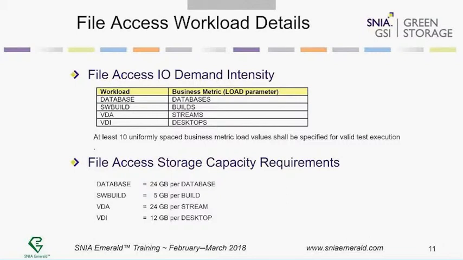Here we see a little bit more detail about some of the file access workloads. As we mentioned, there are 4 of these workloads, and every good benchmark has to have some sort of a throttle associated with it. In the case of the SPEC SFS workloads, the business metrics actually represent the load parameter. For example, in databases, the throttle is the number of databases that you are exposing the storage to. For the software build, it's the number of builds. It's a degree of parallelism, if you will. For VDA, it's streams, and for VDI, it's desktops.